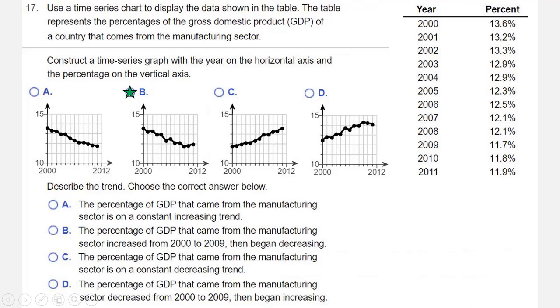Describe the trend. Well, which one of these things describes graph B? And the correct answer here is D. The percentage of GDP that came from the manufacturing sector decreased from 2000 to 2009, then began increasing. So that would be how I would characterize that. And that's your answer.